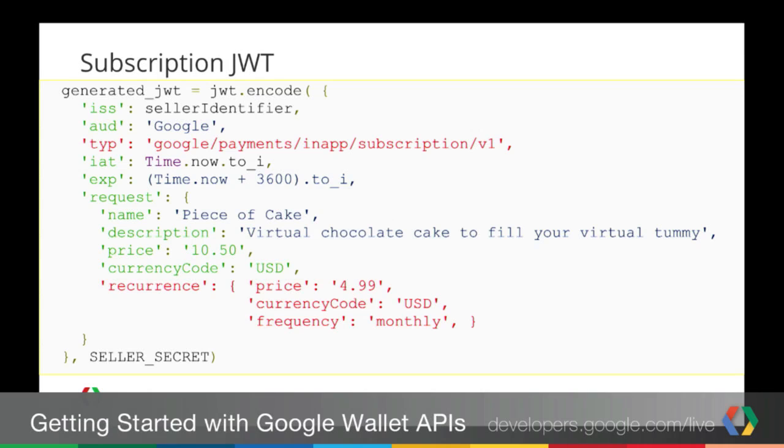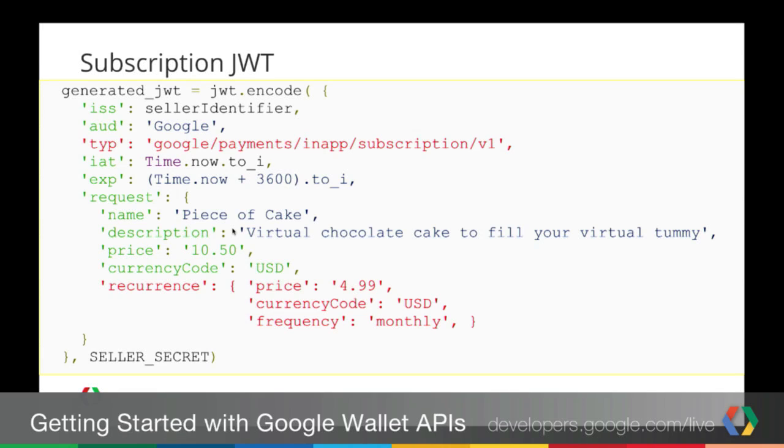Let's have a look at another type of JWT. In this case, it's a subscription JWT, and I highlighted some of the fields that are different. It's a little bit bigger, but not that much bigger. So what changed was the type of transaction in the JWT, and then we added an extra structure called recurrence, which specifies how often the subscription should recur and at what price. So you see the JSON structure is maintained, and the encoding takes place. There's the same strategy to encode the JSON.